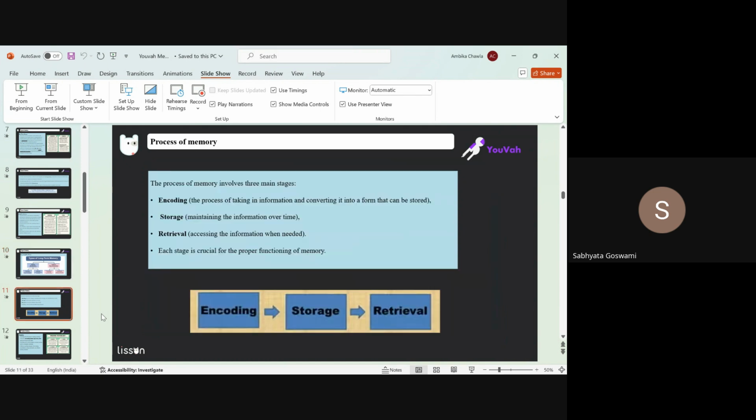Moving forward to the process of memory. So, just like we had initially touched upon in the beginning, there are three major processes which are involved in memory, which is encoding, that is taking in of all the information from our environment; storage, that is how do we maintain that information over time; and lastly, retrieval, that is how do we bring back that information from our storage to our conscious awareness when we need it. And all these stages and their functioning is very, very important to the smooth operation of memory.